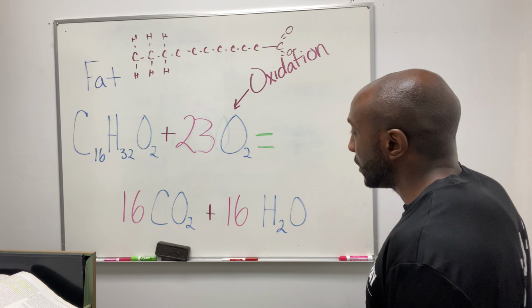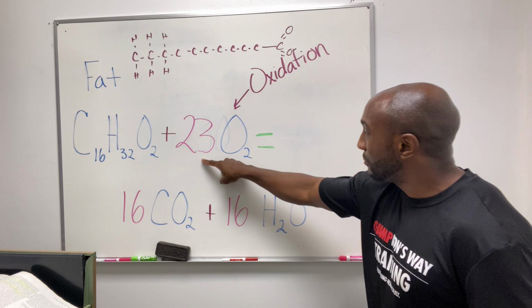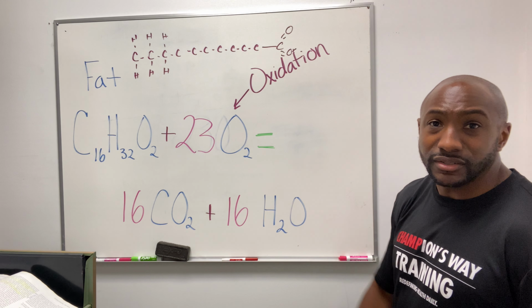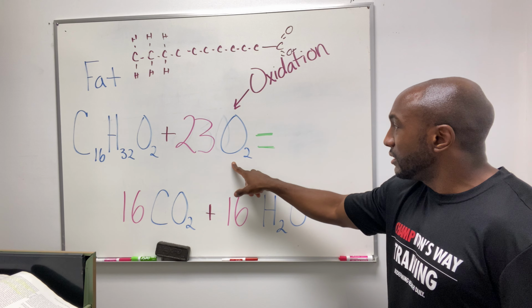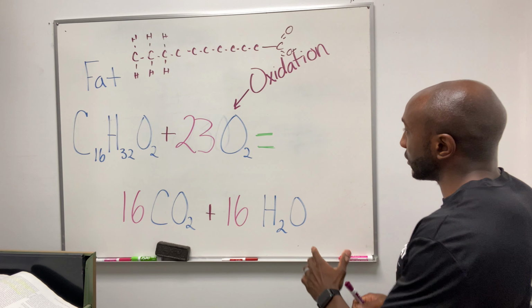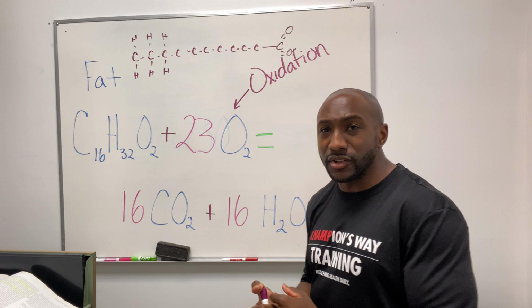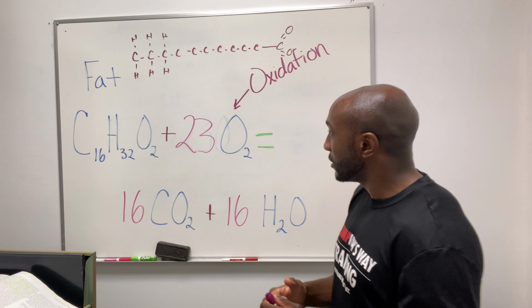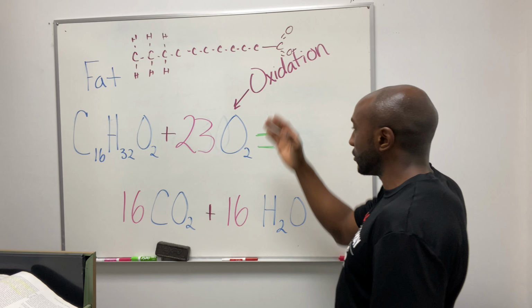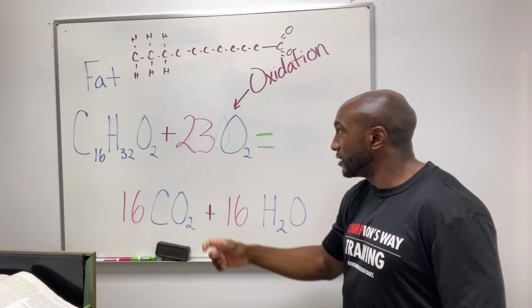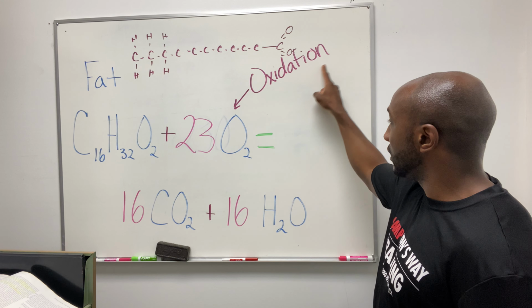So what we're going to do is take this fat molecule and add to it 23 molecules of oxygen, 23 molecules of oxygen to break it up. Think of a lumberjack chopping away at a tree, right? Basically, I have this 16 branch tree here, and I brought in 23 lumberjacks to chop up this tree. That process is called oxidation.